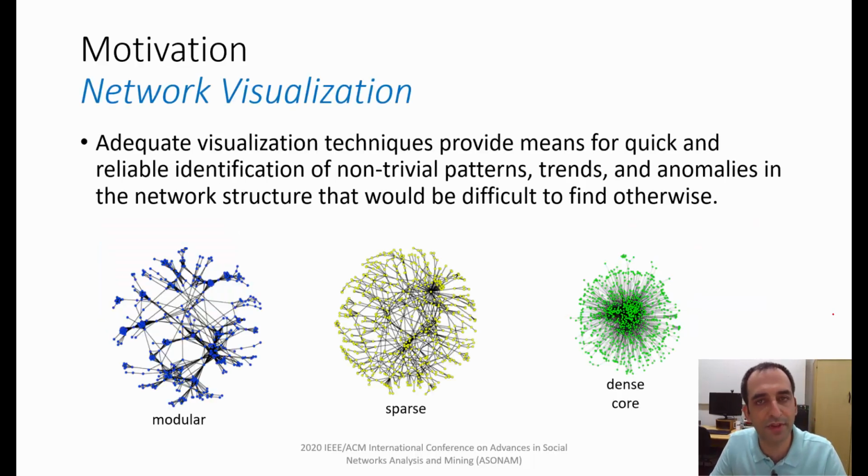Motivation, network visualization. In this slide you can see 3 different networks. We can promptly see the difference just by visualizing these networks. The first is modular, the second is sparse, the third is a dense core. So, adequate visualization techniques provide means for quick and reliable information of non-trivial patterns, trends, and anomalies in the network structure that would be difficult to find otherwise.